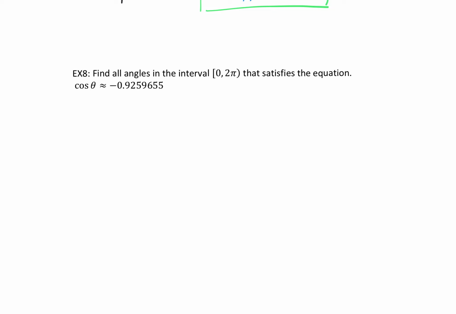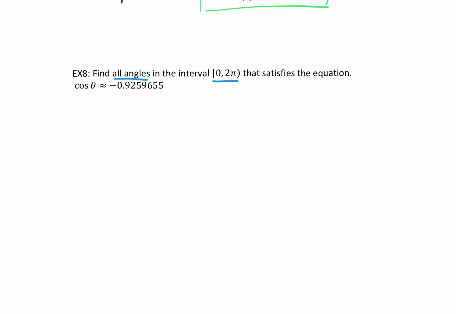In example 8, it says find all angles. So again, we're looking at all angles, but it's giving us an interval. This time our interval is in radians, so just make sure you switch your calculator to radians. We're going from 0 to 2 pi, so one circle around our normal circle.